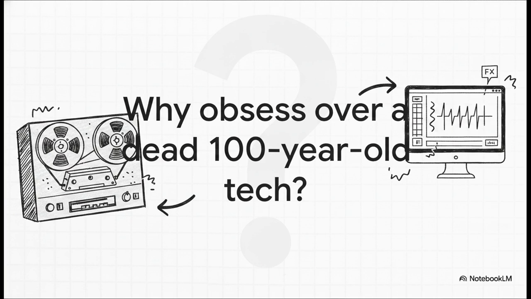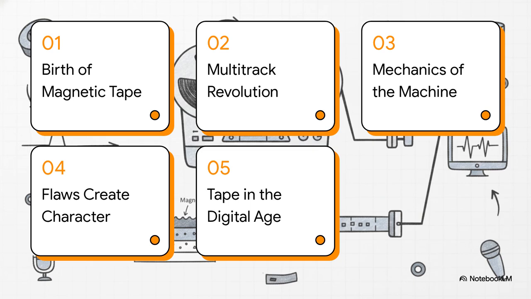It is wild. So here is our roadmap for This Explainer. We'll start with the birth of magnetic tape, move into the multi-track revolution, break down the actual mechanics of the machines, explore those famous audio flaws, and finally, look at tape in the digital age.